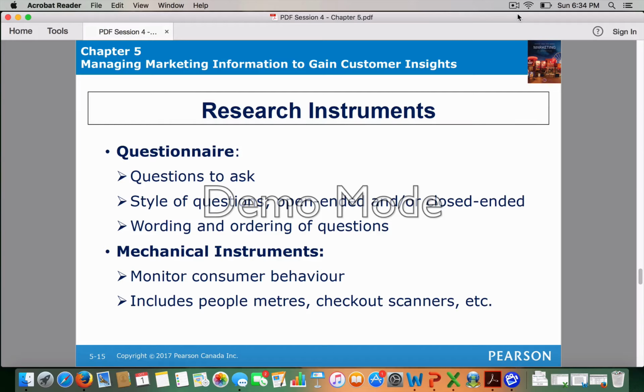Research instruments, you can develop a questionnaire. Develop a list of questions that you're going to ask the people that you are sampling to answer. And there's a couple of different kinds of questions. There's open-ended questions where people write in or speak their answer freely. You don't give them any choices. They're just free to answer however they would like.